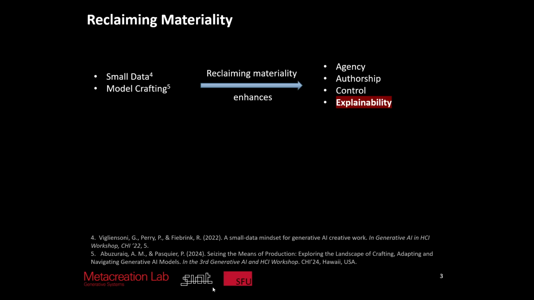Some ideas that surfaced around these issues are small data and model crafting. Small data is a mindset that suggests that training or fine tuning models on small datasets may create a more intimate approach for artists to work with AI. Model crafting suggests that training, adapting, and manipulating models is a craft similar to traditional crafts. We claim that both of these approaches can change the kind of relationship artists have with AI and reclaim it as a material. This is important because that kind of relationship can enhance artists' agency, sense of authorship, and creative control. Also relevant for the subject of this workshop, we believe it can also improve the explainability of AI models through direct and sustained engagement.